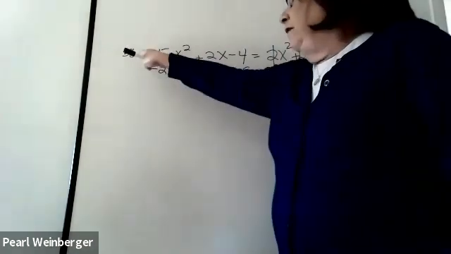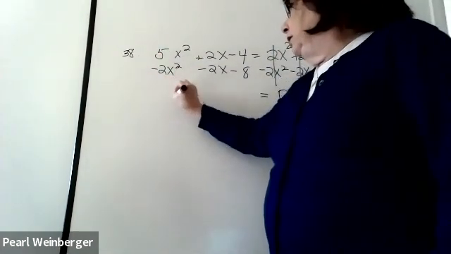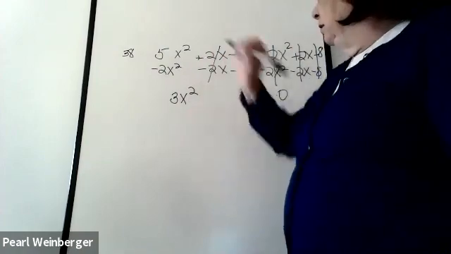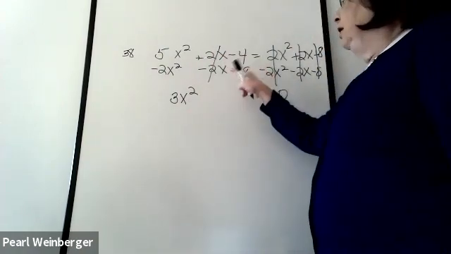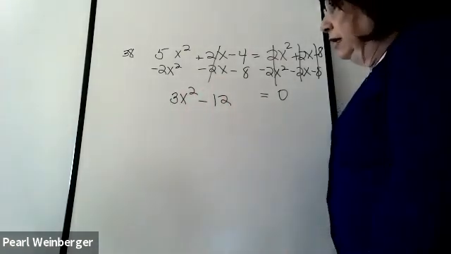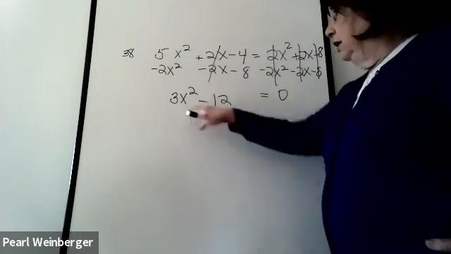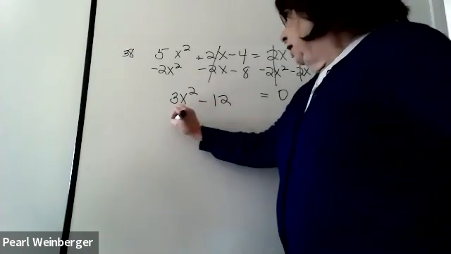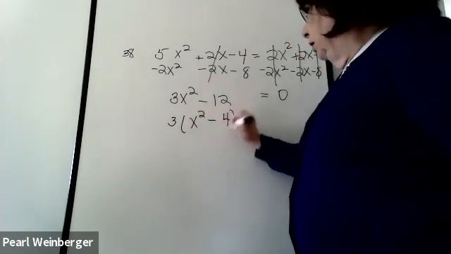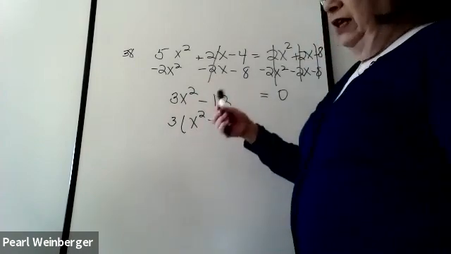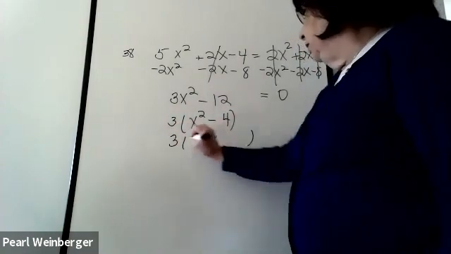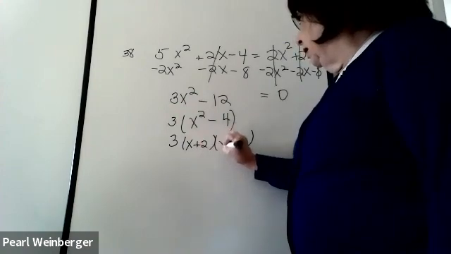Okay, so now we have 5x squared minus 2x squared, which is 3x squared. Positive 2x and negative 2x just cancel out. And negative 4 and negative 8 gives me negative 12. So this simplifies to 3x squared minus 12. And now I want to factor, and I see a common factor of 3. This becomes 3 times x squared minus 4. And x squared minus 4, again, is our difference of squares. That factors to my two binomials, x plus 2 and x minus 2.